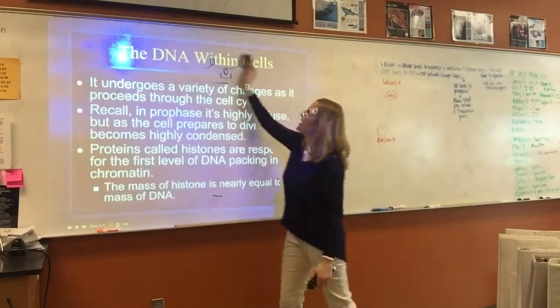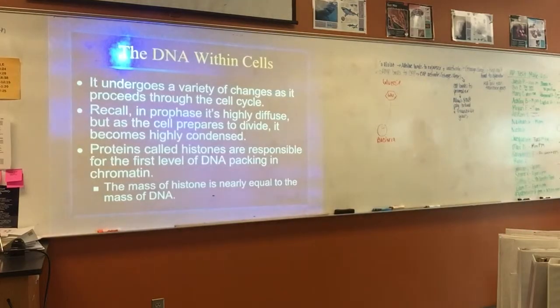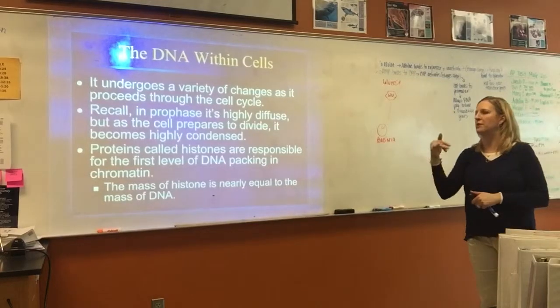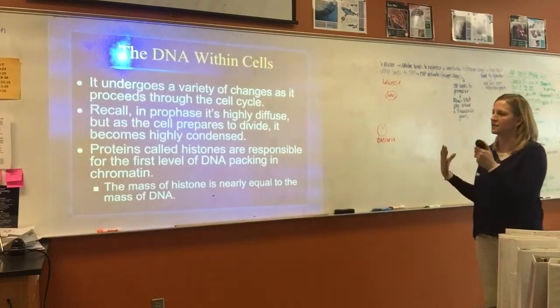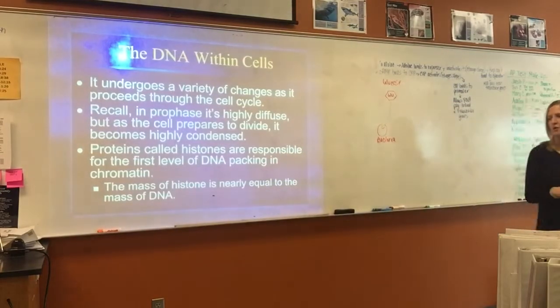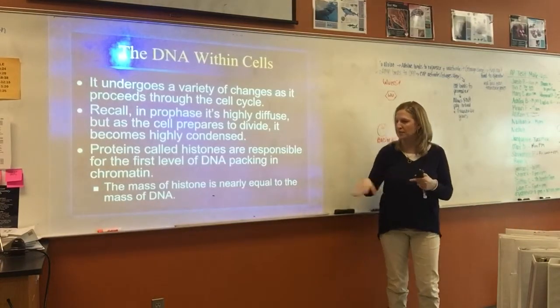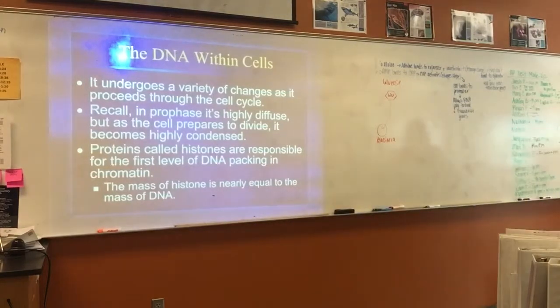So this part here is a little bit of a review, of what I just went over. DNA within a cell undergoes a variety of changes as it goes through the cell cycle. Remember, in prophase, it's more diffuse, meaning more stringy. Then as the cell prepares to divide, it becomes more and more condensed until you get that stocky chromosome. Those proteins called histones are responsible for that first level of DNA packing in the chromatin, where the DNA wraps around the histone proteins. In fact, the mass of histones is about equal to the mass of DNA. So there are a lot of histone proteins that our DNA is wrapped around.